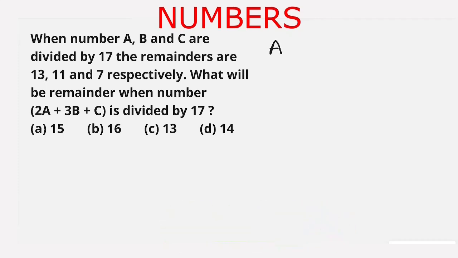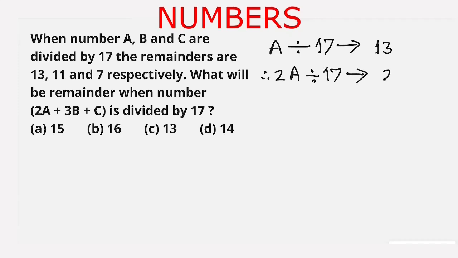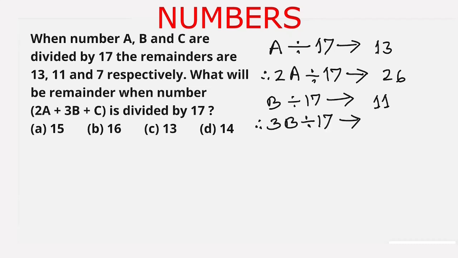When A is divided by 17, the remainder is 13. Therefore, 2A when divided by 17, the remainder will be twice of 13, which is 26. Similarly, when B is divided by 17, the remainder is 11. Therefore, when 3B is divided by 17, the remainder will be 3 times 11, which is 33.